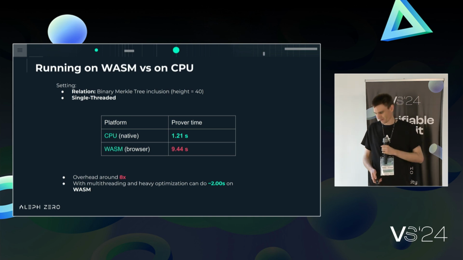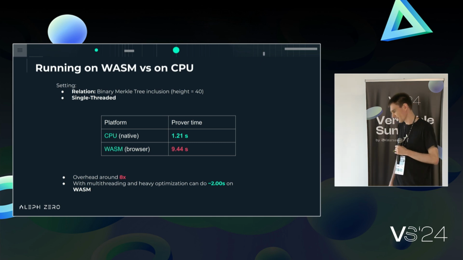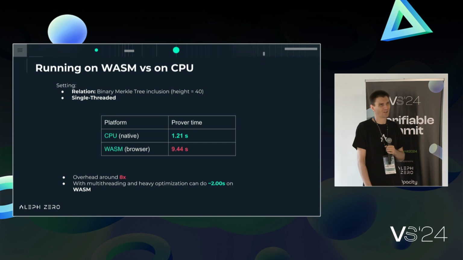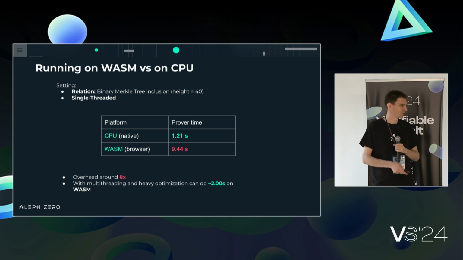Now, maybe to convince you that multi-threading is actually necessary, there is a benchmark which says that for a particular relation, generating a proof natively on CPU, which is what you would see on server-side proving, takes just 1.2 seconds. If you go to WASM and run it in the browser, it will take over 9 seconds. So there is about an 8 times overhead in proving. And it's really annoying, because if you look for materials on WASM, it often tells you there is a max 2 or 3 times overhead in computing in WASM versus native, but that's just not the case for cryptography. Cryptography is much slower.